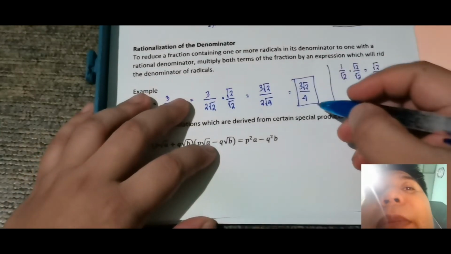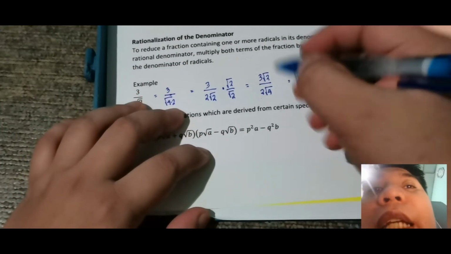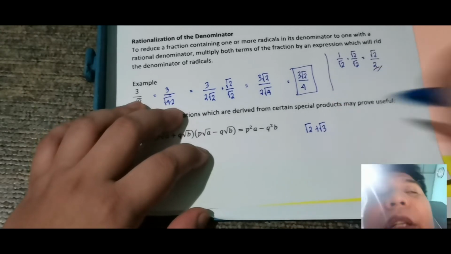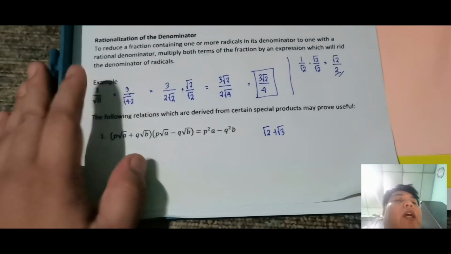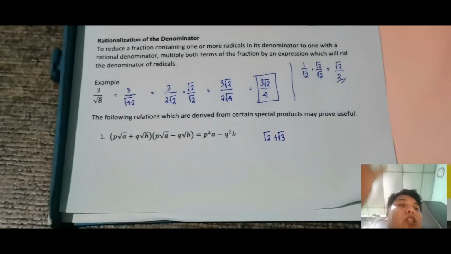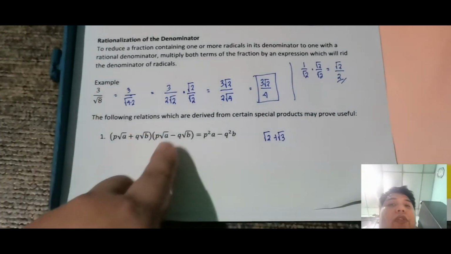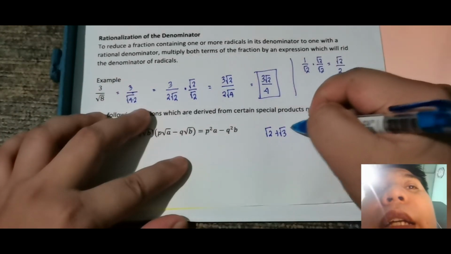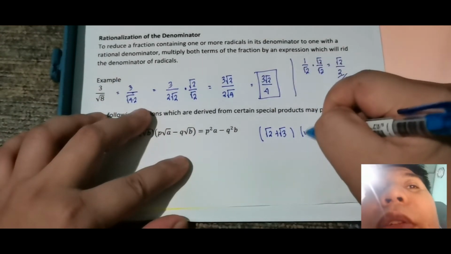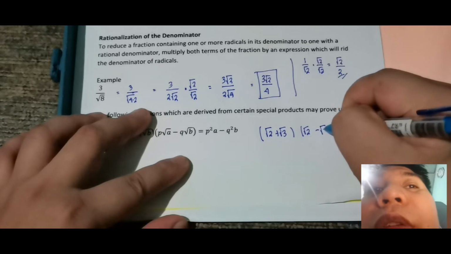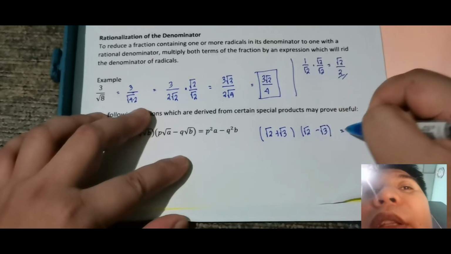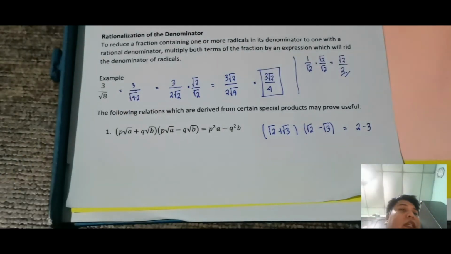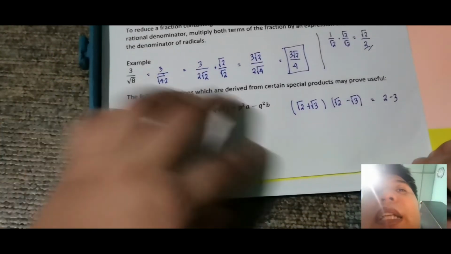Ano yung sinasabi nito? For example, nakita mo sa denominator, square root of 2 plus square root of 3. Ang gagawin mo, i-multiply mo siya sa kanyang reverse nung sign. Kunyari, plus yan. So, i-multiply ko siya sa square root of 2 minus square root of 3. Ano magiging result? Ang result niyan is 2 minus 3. Cancel si square root.